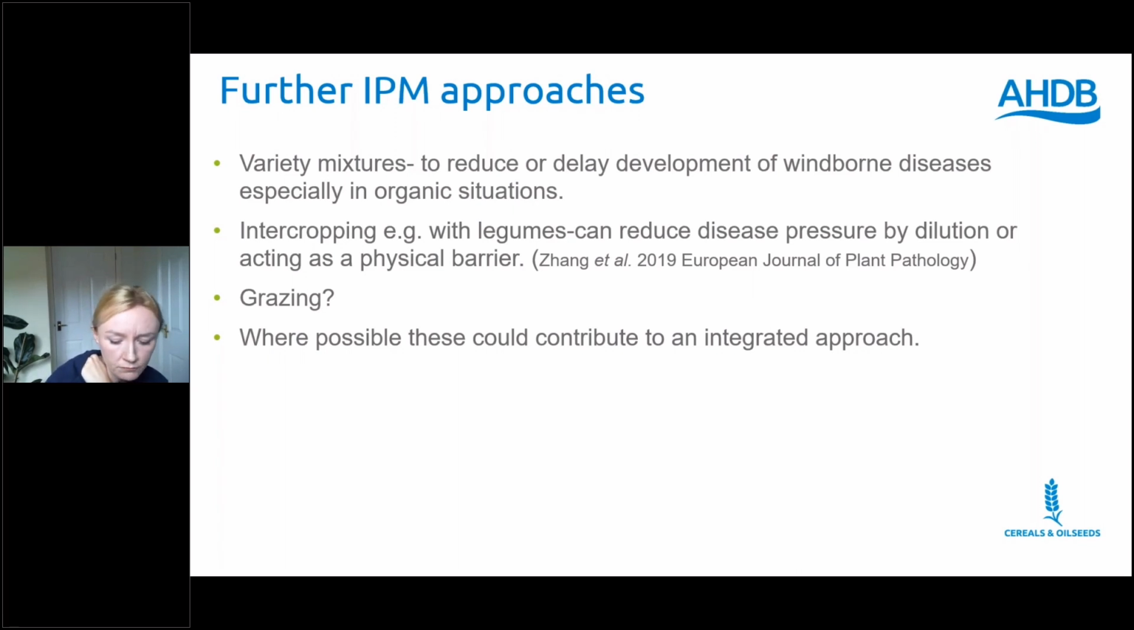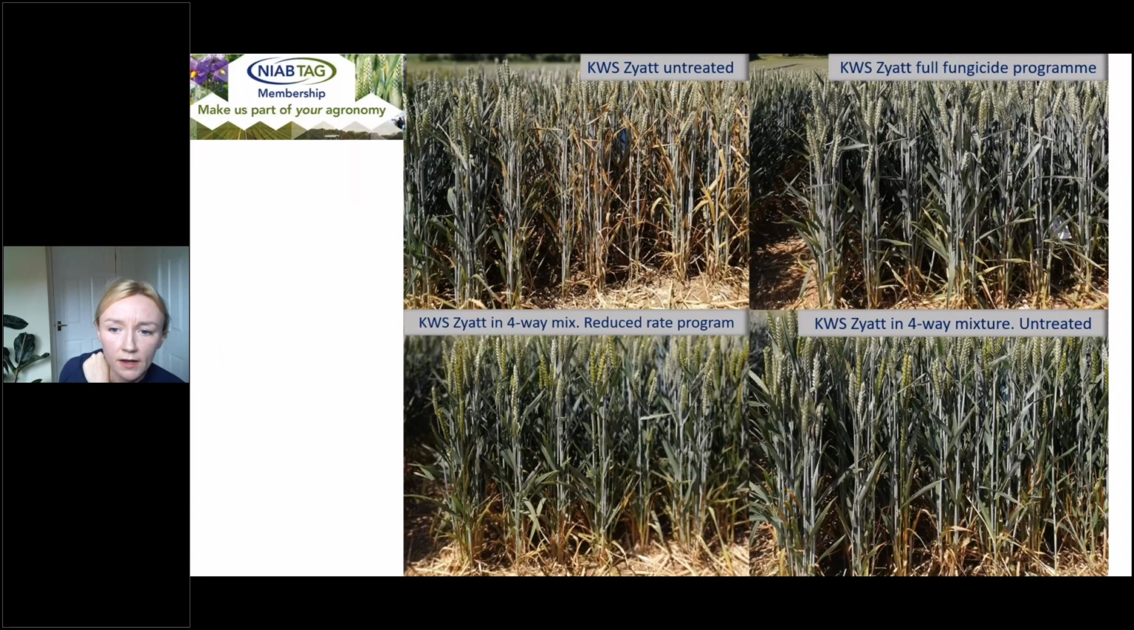This is just some pictures from a trial that we did down in Sutton, Scotland. So Lise mentioned the variety mixtures work that they're looking at in Denmark, and how a lot of that work is based around feed wheat. And so we decided to look at it from a milling wheat perspective. So what we had was four milling wheat varieties, Zyatt, Crusoe, Skyfall, and Illustrious. And we looked at mixtures of all four together and then compared it to the individual varieties as a straight.